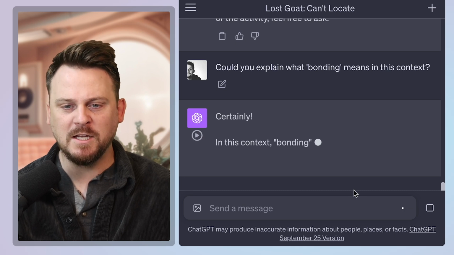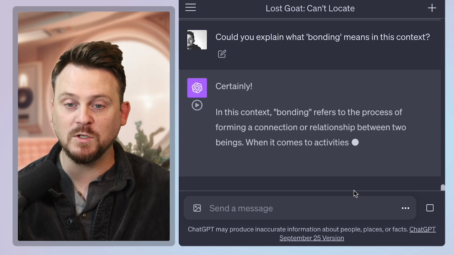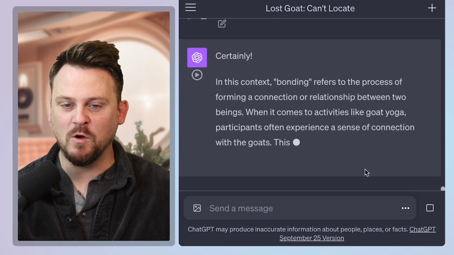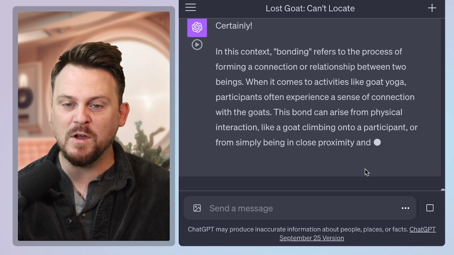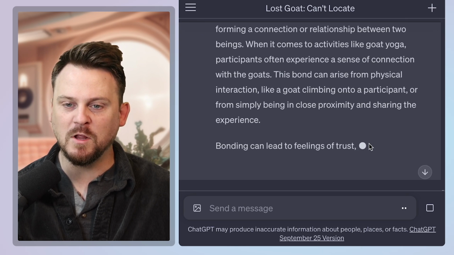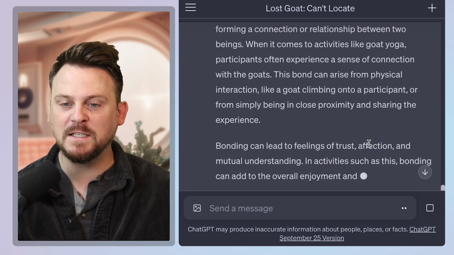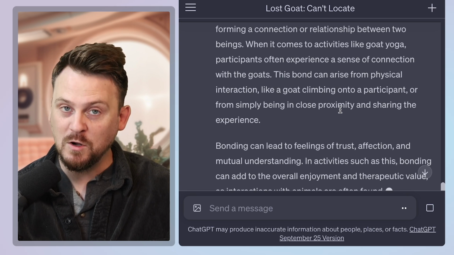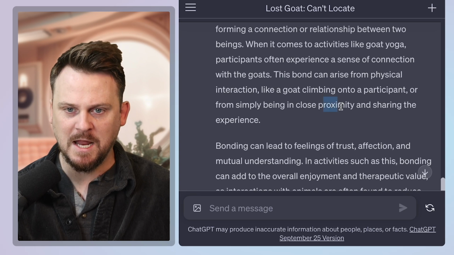Certainly. In this context, bonding refers to the process of forming a connection, or relationship between two beings. When it comes to activities like goat yoga, participants often experience a sense of connection with the goats. This bond can arise from physical interaction, like a goat climbing onto a participant, or from simply being in close proximity. And so now we kind of keep going down the rabbit hole of, okay, now there are new things I can pick out. And you just keep exploring, okay, what is proximity and how is that used?